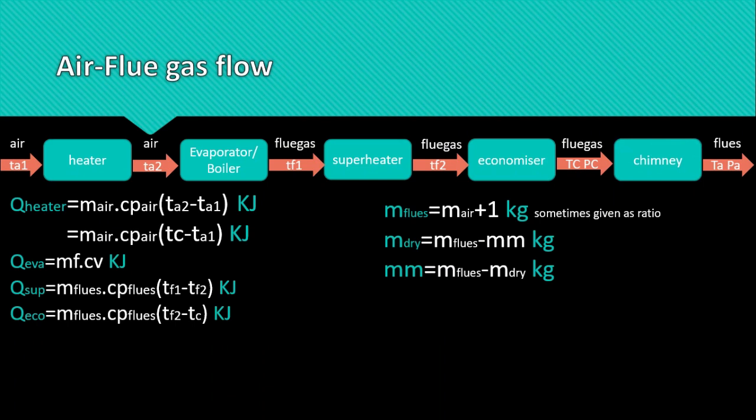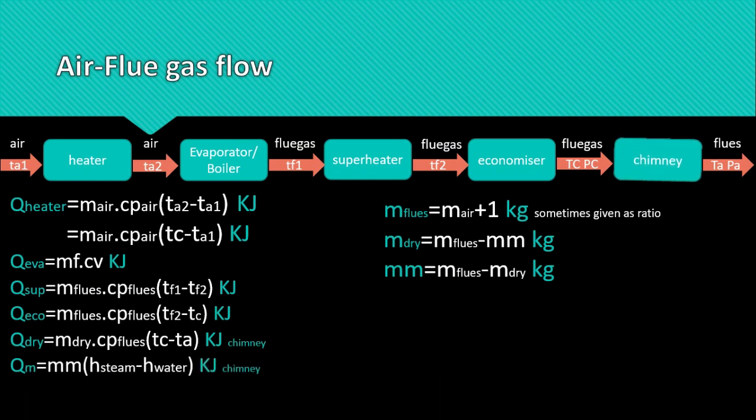Now, to calculate the heat lost in the dry flue gases, which occurs at the chimney, Q dry is equal to mass of dry multiplied by Cp of flues, or Cp of dry if given, then multiplied by (Tc minus Ta). And then to calculate the heat lost in the combustion moisture leaving the plant, which also occurs at the chimney, Q moisture is equal to mass of moisture multiplied by (the enthalpy of steam minus the enthalpy of water). We'll get the enthalpy of the steam from our superheated steam table at the pressure and temperature of the chimney base. And then the enthalpy of water is equal to Cp of water multiplied by the atmospheric temperature or the boiler room temperature, okay?